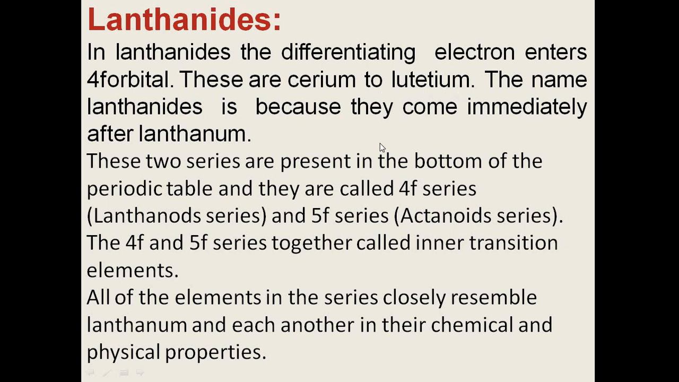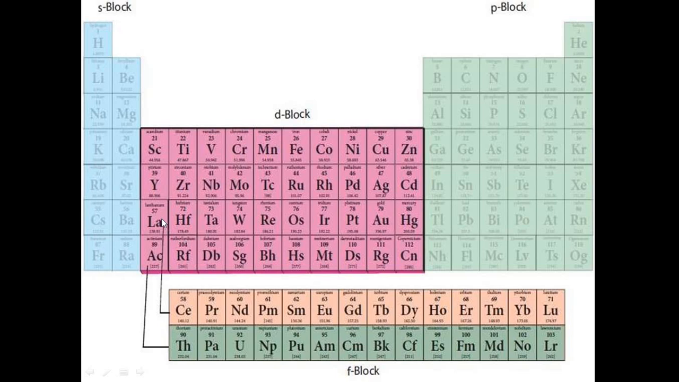The name lanthanides is because they come immediately after lanthanum. You can see it clearly. Atomic number 57 is lanthanum and elements from 58 to 71 belong to the 4f series. That's why they are known as lanthanoids, because they come immediately after lanthanum.